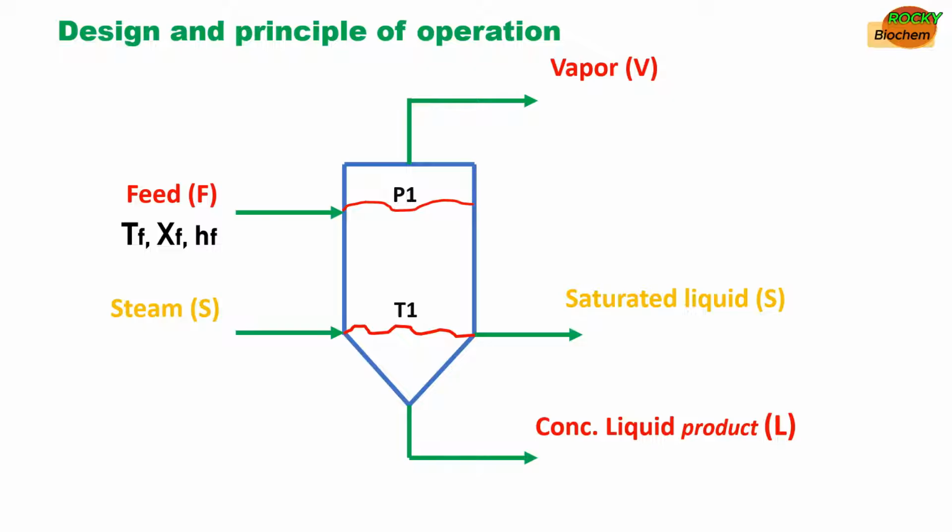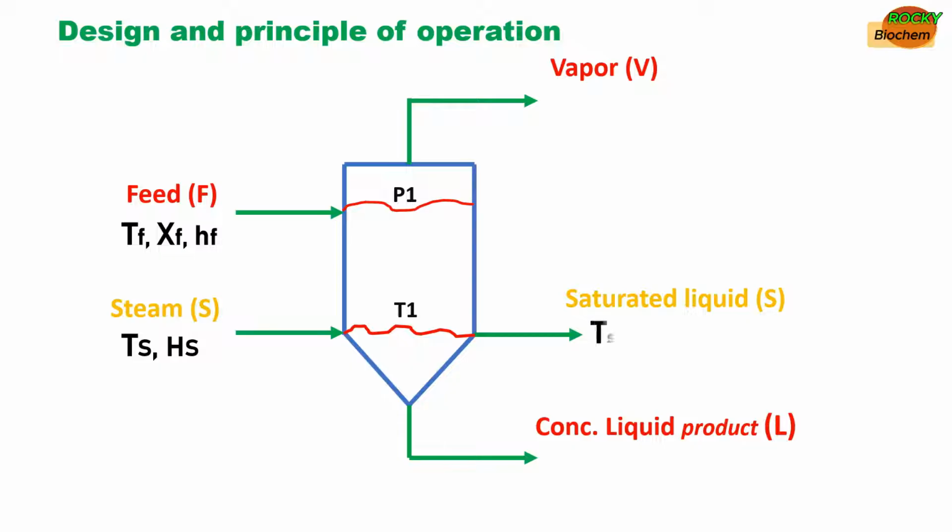Enthalpy just means the total heat content. So the feed enters with its own total heat content. And the incoming steam has its own temperature, and then it has its own total heat content, giving us HS. So the HS here represents the enthalpy, or the total heat content, of the saturated steam or the saturated vapor that is entering the evaporator chamber.